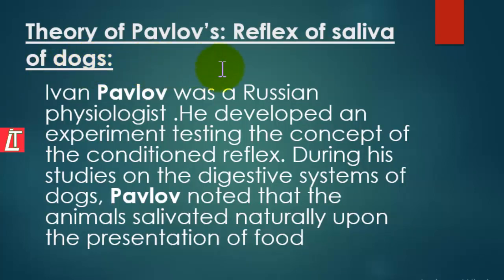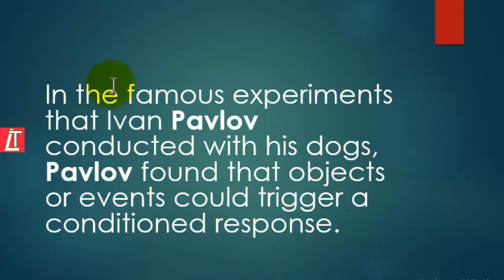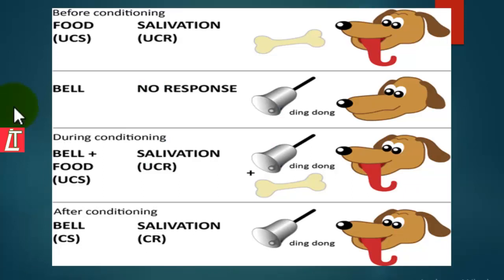Theory of Pavlov's reflex of saliva of dogs. Ivan Pavlov was a Russian physiologist. He developed an experiment testing the concept of the conditioned reflex. During his studies on the digestive systems of dogs, Pavlov noted that the animals salivated naturally upon the presentation of food. In the famous experiments that Ivan Pavlov conducted with his dogs, Pavlov found that objects or events could trigger a conditioned response. Here is the picture.